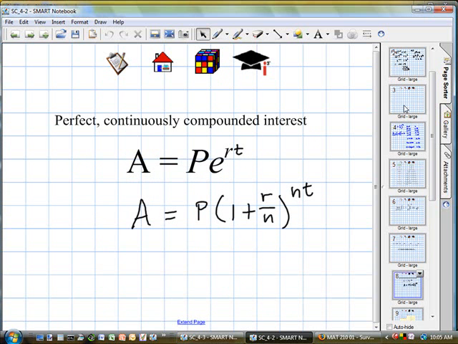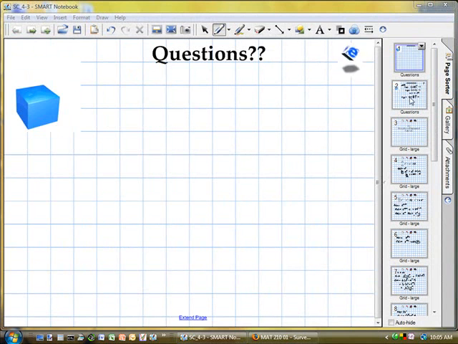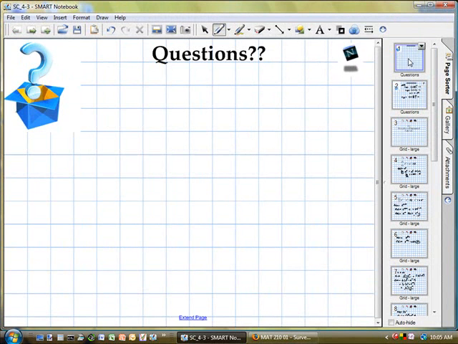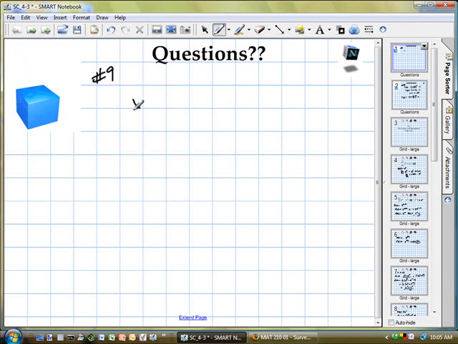Number 9? Sure. Okay, number 9. 4.2, number 9. x to the 2/3 power is equal to the cube root of e squared.